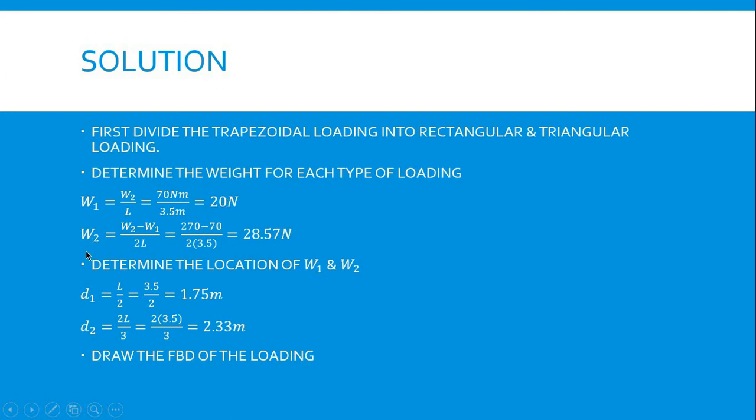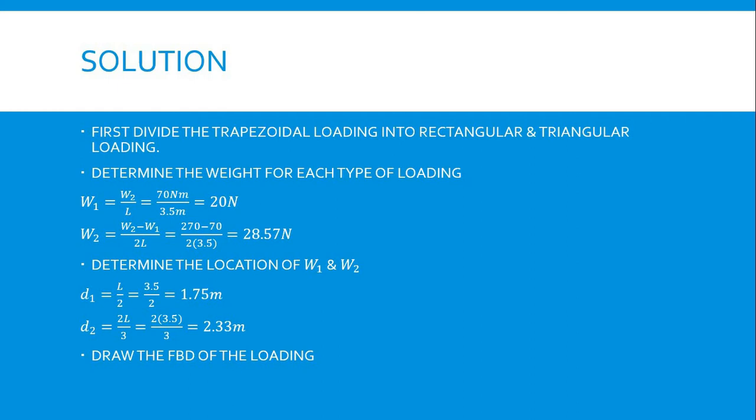In getting the weight number 2, it is weight number 2 minus weight number 1 all over 2 times length. Substituting the given, 270 minus 70 all over 2 times 3.5. That will give us 28.57 Newton. Now we are going to determine the location of weight 1 and weight 2 by using these formulas. D1 is equal to L all over 2 and D2 is equal to 2 times L all over 3.